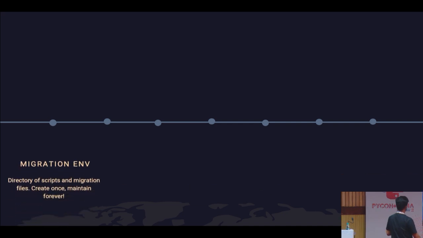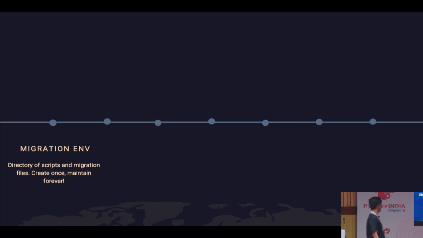So the first one is a migration environment. This is kind of the foundation on which Alembic stands. It's the directory of scripts and migration files that you set up for the very first time you're initializing Alembic on your project, right? You just do an Alembic init, and it creates the scripts and migration files and the layout. You create it once, you maintain it forever.